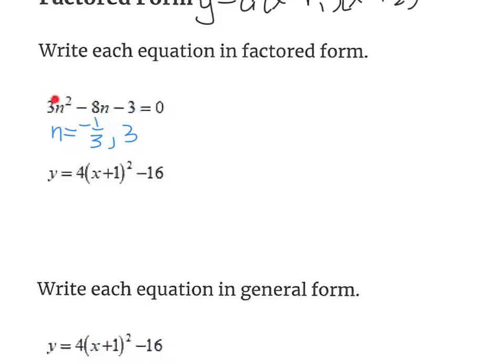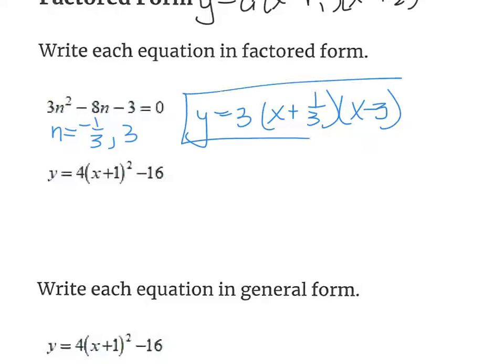I have an a value of 3, and I have a root 1 and a root 2 to fill into that formula. So my factored form equation is y equals 3 times x plus 1/3 times x minus 3. And it's done.